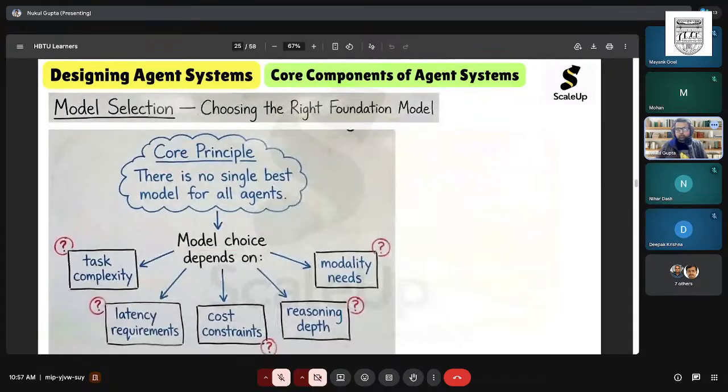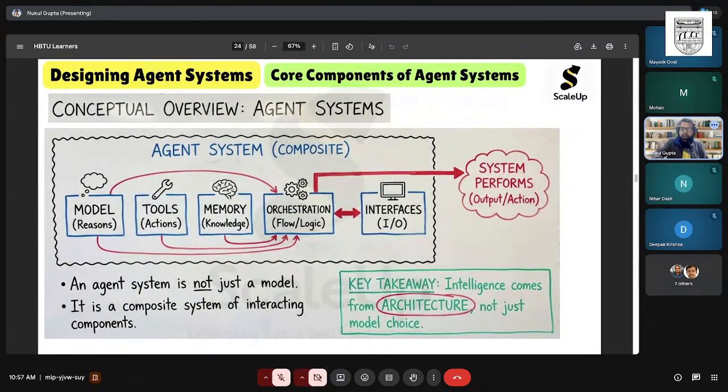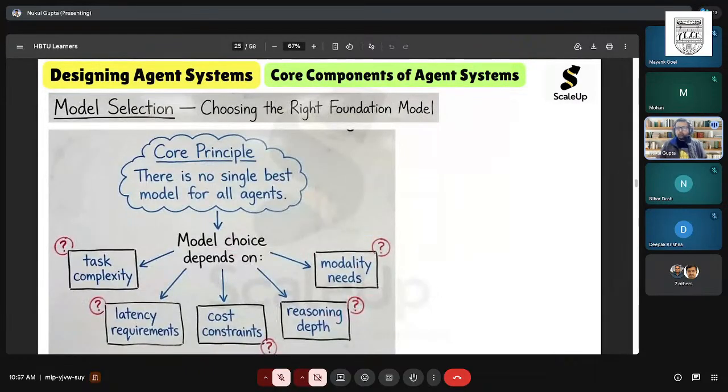Now we will be discussing all these components one by one. First, let us discuss the model. Model selection: choosing the right foundation model is very important. The idea is that we should not always use a complex model like GPT.